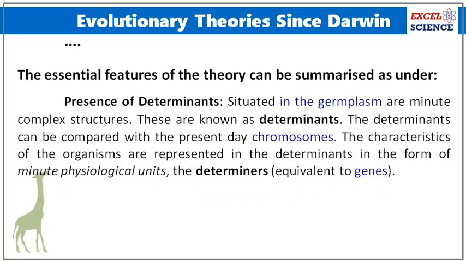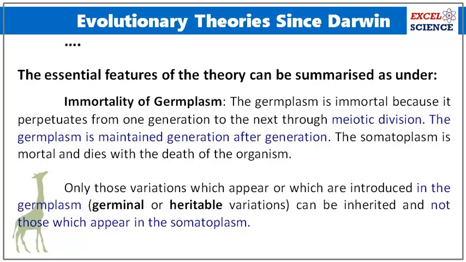Presence of determinants. Situated in the germplasm are minute complex structures. These are known as determinants. The determinants can be compared with the present day chromosomes. The characteristics of the organisms are represented in the determinants in the form of minute physiological units, the determiners, equivalent to genes.